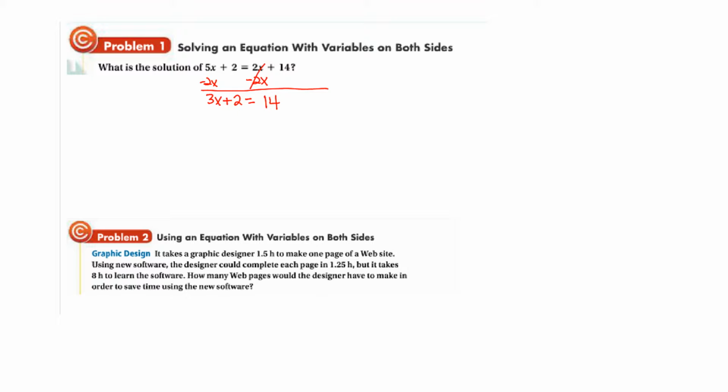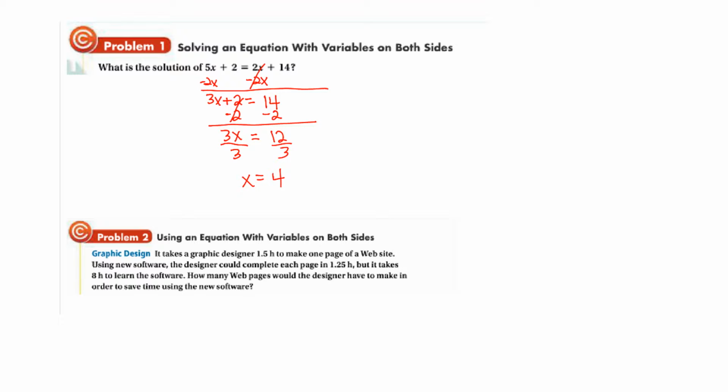Now I'm going to get my constants on the same side. So I look at the constant that's on the same side with the variable term, plus 2, and I do its inverse, minus 2. And I get 3x. 2 minus 2 zeroes out. 14 minus 2 is 12. And then lastly, I have 3 times x, so to get the x by itself, I do its inverse operation. The inverse of multiplying by 3 is dividing by 3. So I divide both sides by 3, and I get x equals 4.